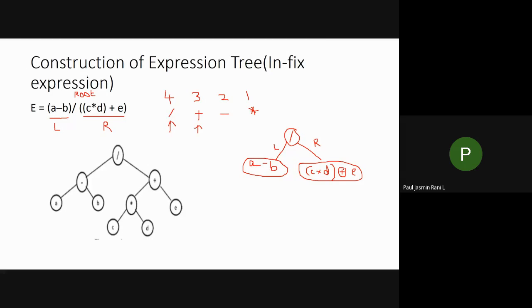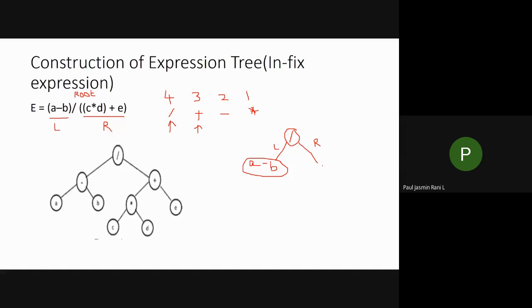After that, again, I have to categorize the left expression and right expression. This E should be marked as the right expression, and this particular thing should be marked as the left expression. Can you follow this? So now I am going to construct the tree. Let me erase this one.